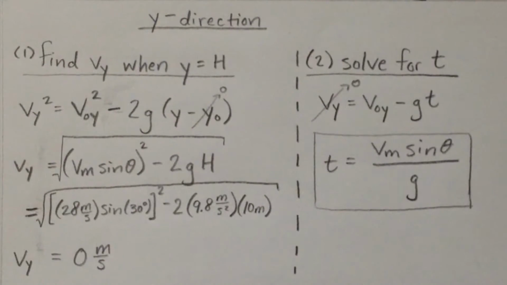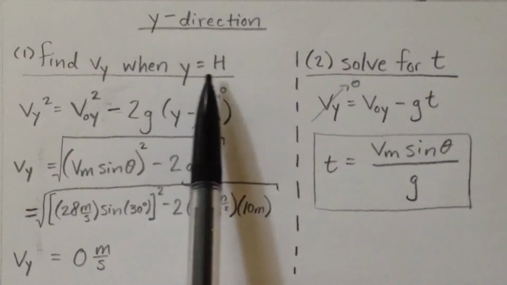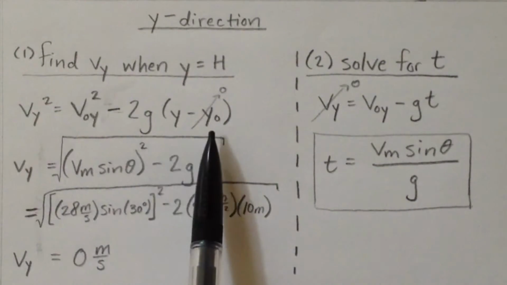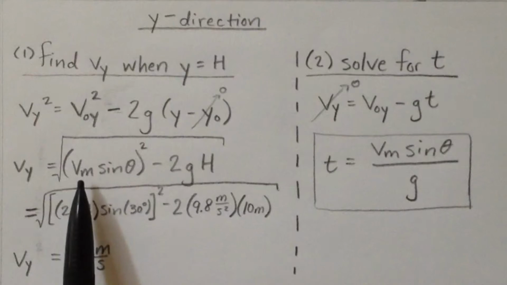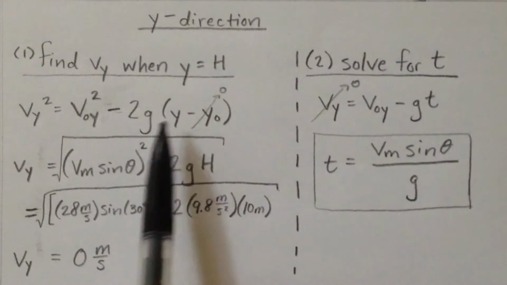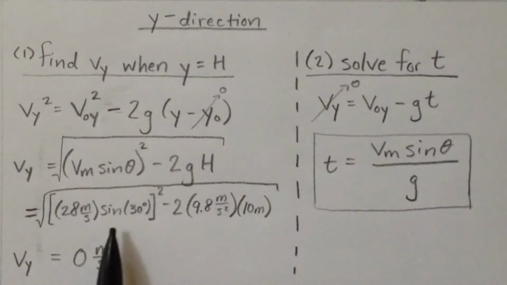The second approach to find the amount of time that the projectile is in the air for is a two-step process. First, we find the y velocity when the projectile is a distance h units above the ground. We use a kinematic equation that we derived in Part A and substitute in the initial y velocity, which is equal to the velocity that the projectile is fired with times sine, and we substitute in negative 2gh for this expression here. Plugging in values, we find that the y velocity when the projectile is at the top of the cliff is equal to 0, so that's the highest point in its trajectory.